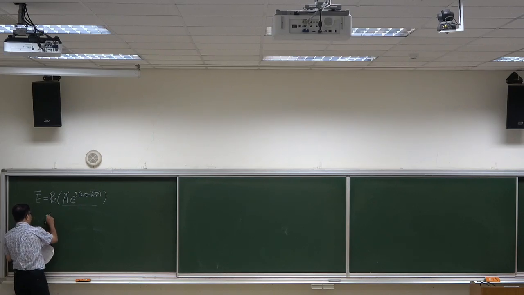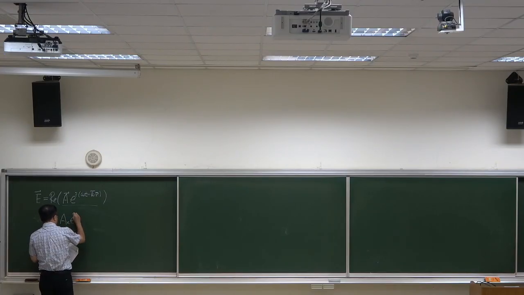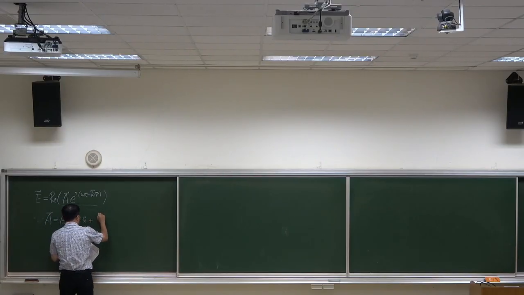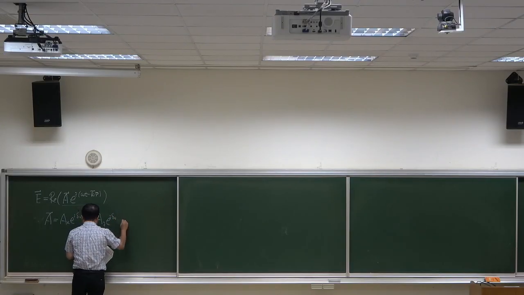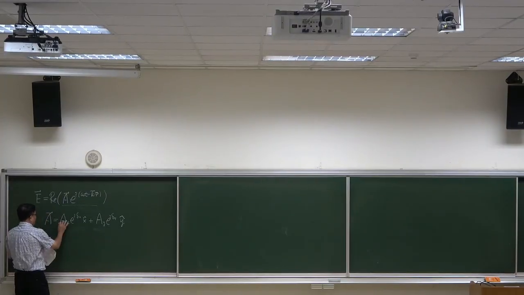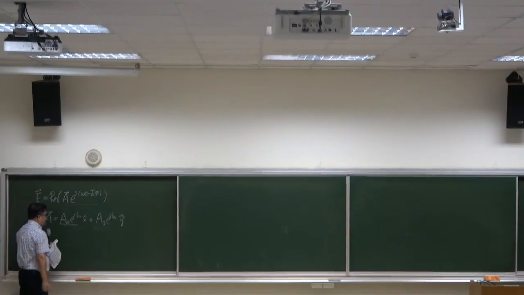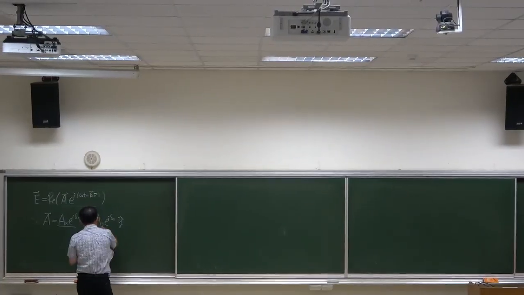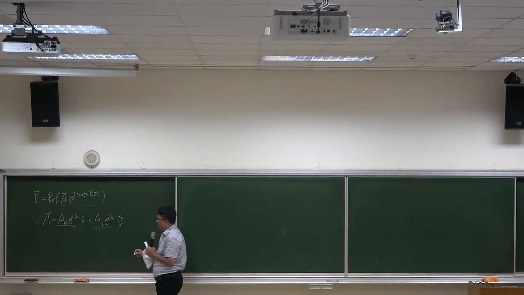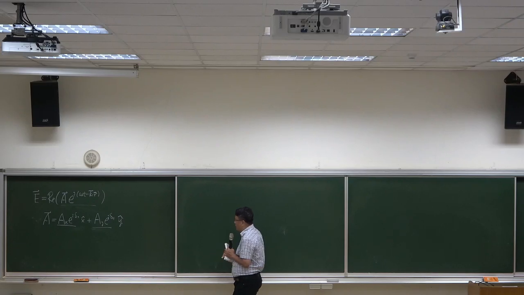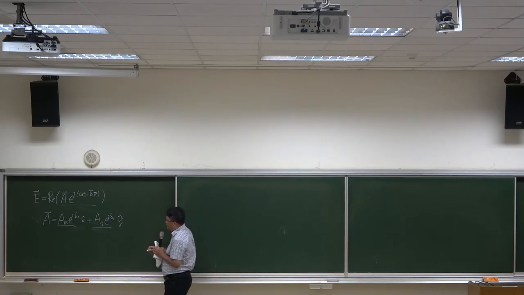Here, A is a complex vector with its two components being complex separately. Both A_x exponential i delta_x and A_y exponential i delta_y are complex variables in general.